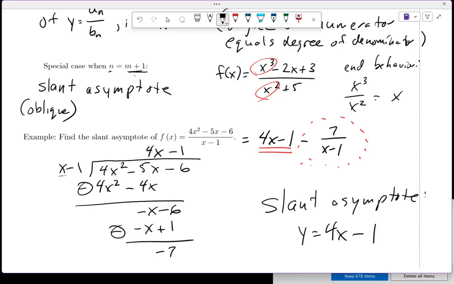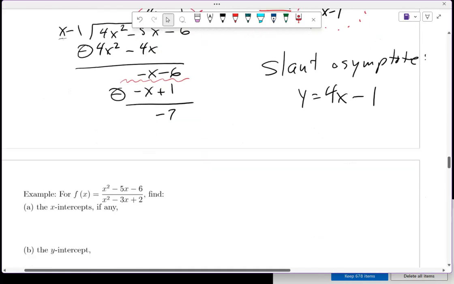As a matter of fact, we went through all of this work and rewrote it. As soon as you get right here to this step, you're done for slant asymptote. I don't care what the remainder is. Once I get to that step, I'm done. I know what the slant asymptote is. It's the quotient. Okay? So the work past here was all unnecessary for finding the slant asymptote.